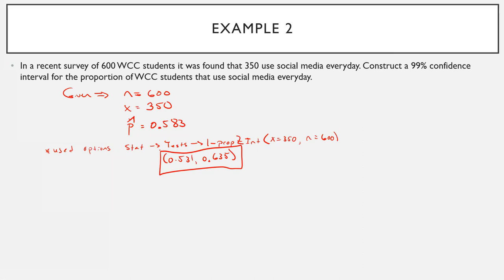Now that you've seen me do this with the calculator, could you handle one of these very easily on the last exam? For the last exam, if I give you a multiple choice question with this, I'll have constructed a 90, a 95, and a 99. So make sure you know which one I'm asking for in the problem. Be very mindful of that.